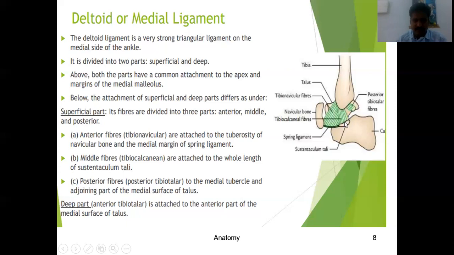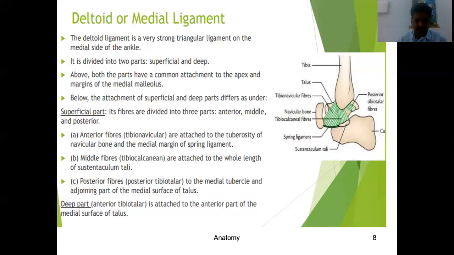The middle fibers, the tibio-calcaneal fibers, run from the tibia to the sustentaculum tali. You can see this medial projection over the calcaneum, which supports the head of the talus. That is why it is called sustentaculum tali. As it supports the head of the talus, this medial projection of the calcaneum gives attachment to the middle fibers. The posterior fibers are posterior tibio-talar, from the tibia to the talus. So these three constitute the superficial part of the medial ligament, the deltoid ligament.